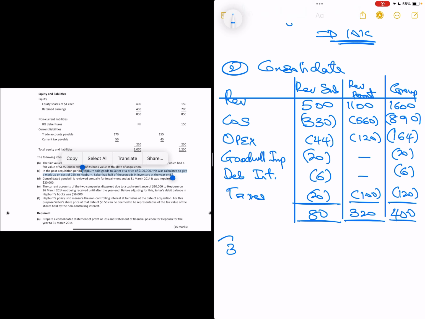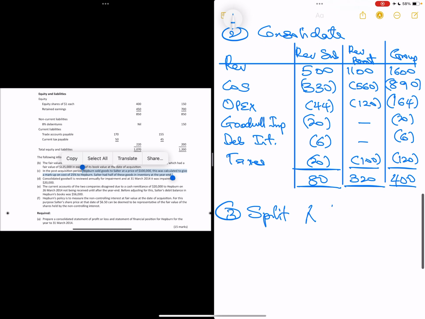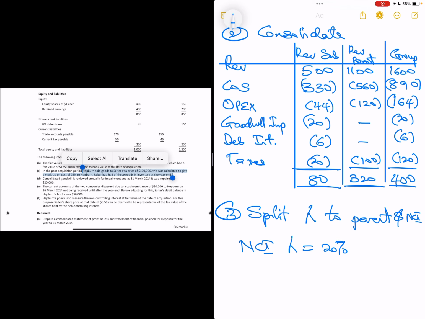The third stage is to split the profit to NCI and parents. Remember, third step, split profit to parent and NCI. Which means we need to calculate NCI profit. Because this is just 80% ownership, NCI will have 20% of its revised profit. So that's 20% of this 80. See why it's important to have your adjusted FS. And that will give you 16.